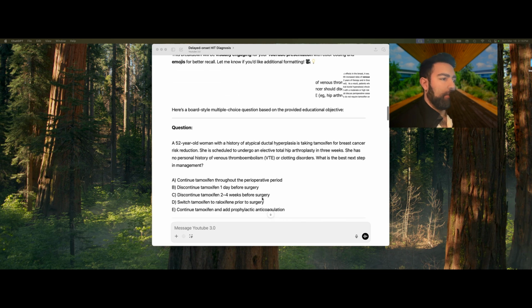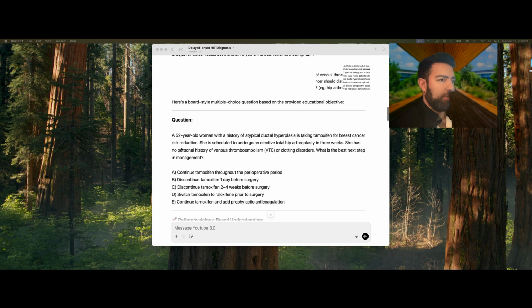So this one is question number 2. A 52-year-old woman with a history of atypical ductal hyperplasia is taking tamoxifen for breast cancer risk reduction. She's scheduled to undergo an elective total hip arthroplasty in about 3 weeks. She has no personal history of VTEs or clotting disorders. What is the best next step? So it seems like the question is all about when to stop tamoxifen.